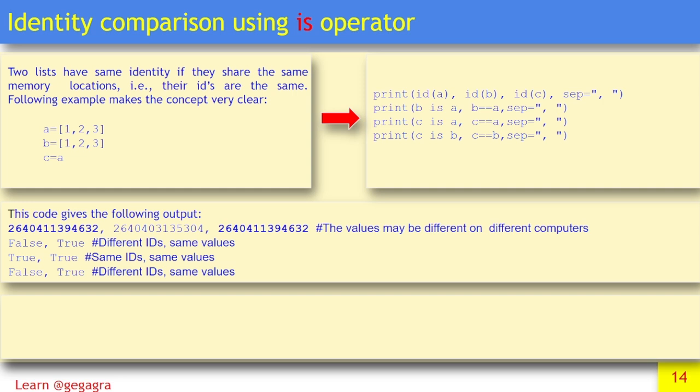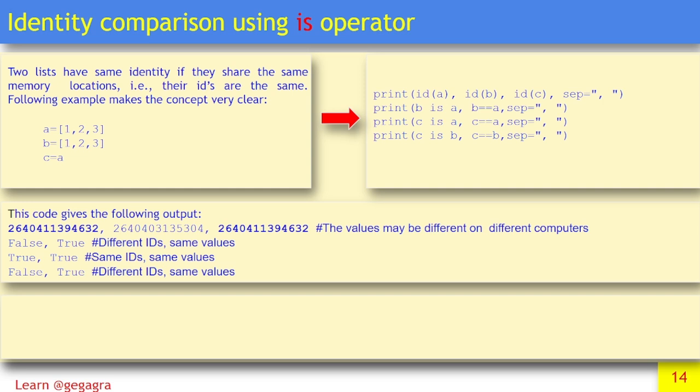Yes, C is A. This is also true, because C and A are pointing to the same memory location, as C is equal to A. So C is A is true, and the values are also equal, and that is why it gives true and true. Same IDs and same values. When you say print C is B, no, both are having different memory locations, and that is why C is B gives false, but the values are similar, 1 2 3.